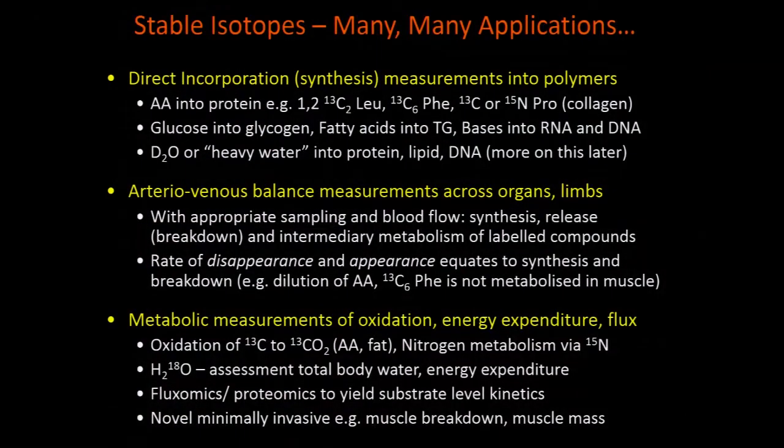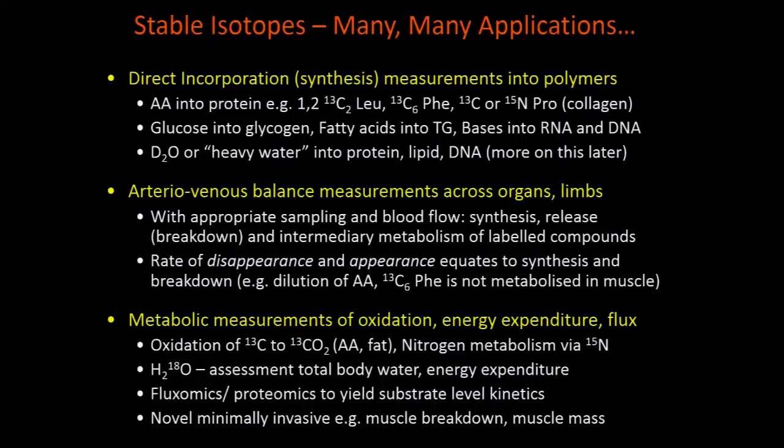And in order to do this, you actually need to quantify blood flow, because you need to know what the flow is, as that will also contribute to the AV difference. So with appropriate blood sampling, it's also possible, by infusion of tracers such as amino acid tracers, to measure the synthesis and also the release and intermediary metabolism of labeled compounds. I'll just show this as a schematic in the next slide.